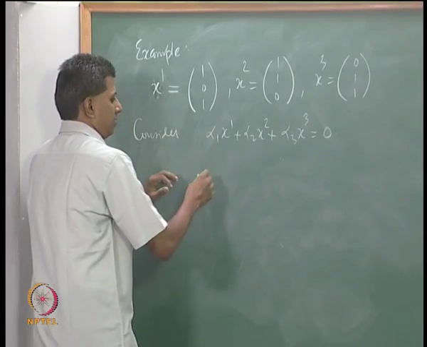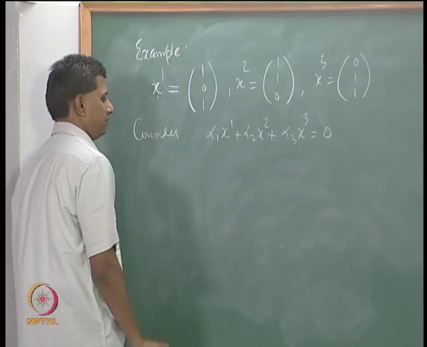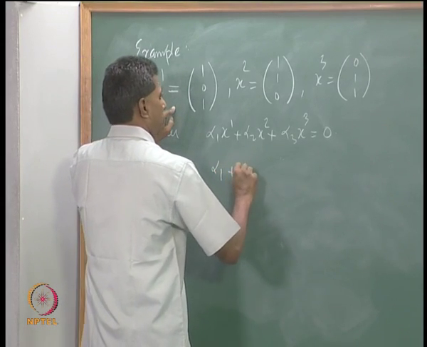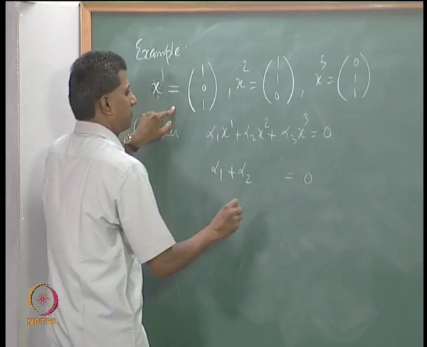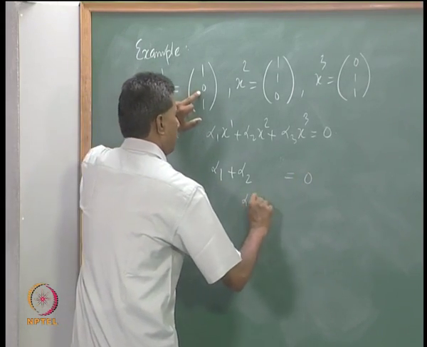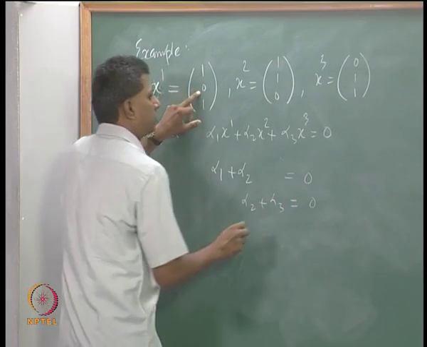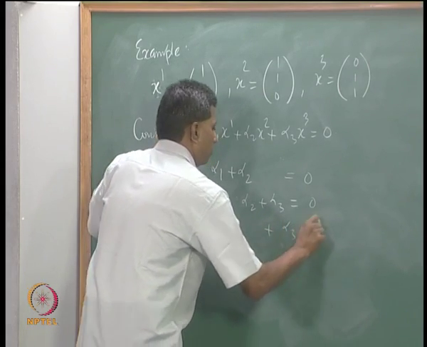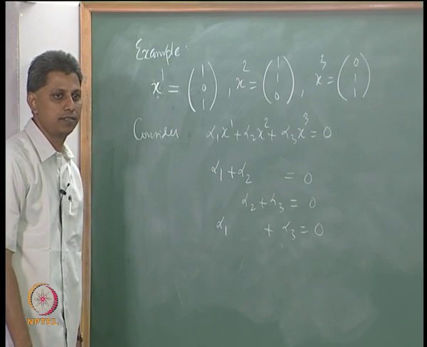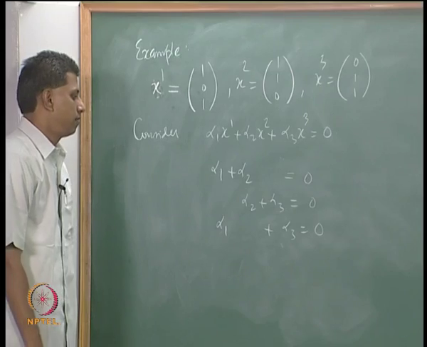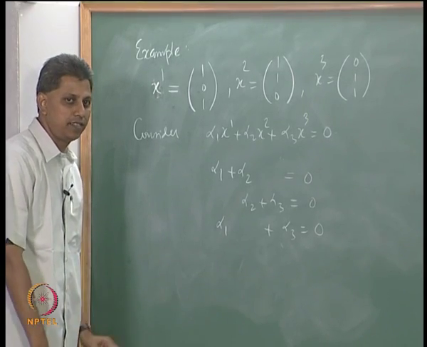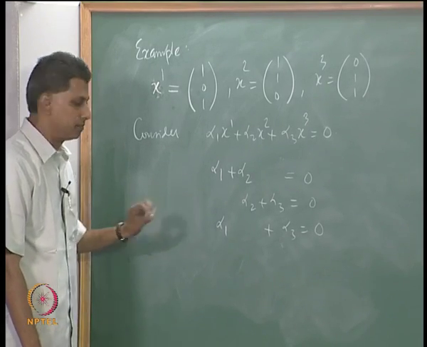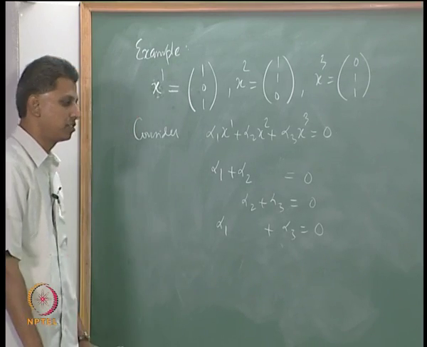Let me write it out in this example to make it transparent. So I have alpha 1 plus alpha 2 equals 0, alpha 2 plus alpha 3 equals 0, alpha 1 plus alpha 3 equals 0. These are the 3 equations. Of course, Gaussian elimination can be applied and then you can get the solution immediately, but I will pretend as though I cannot do that. I want to use elementary row operations once again.